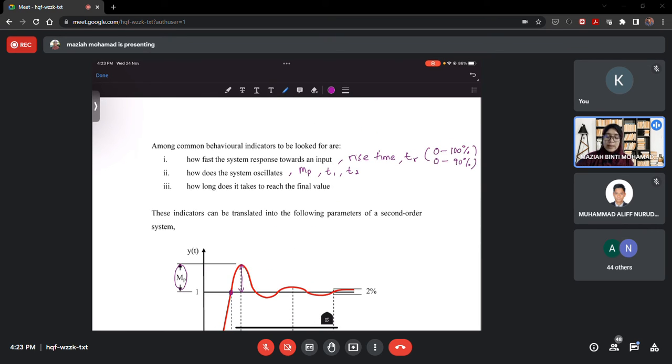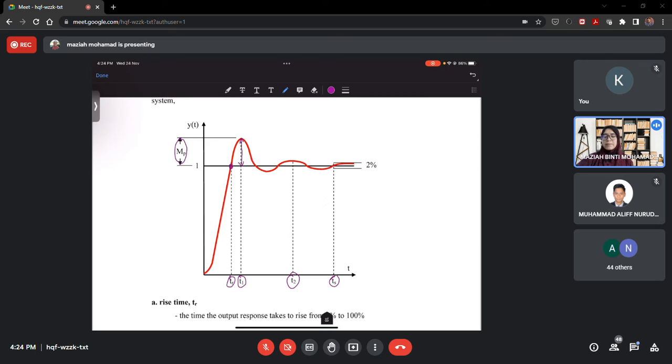The last one is the parameter that explains how long the system takes to reach the final value. The parameter for this is the settling time, TS, given by this one here. Settling time is considered as the time taken for the system to reach the final value.